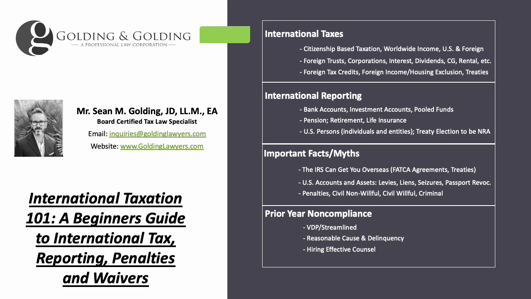So if you're a green card holder living in Australia full time, you want to try to make that treaty election so that, maybe if that's the only source of income you really have, you're in retirement, or all of your income sources are coming from foreign countries, you may be able to avoid U.S. tax. Let's go through some of the more important facts and myths that we hear here.